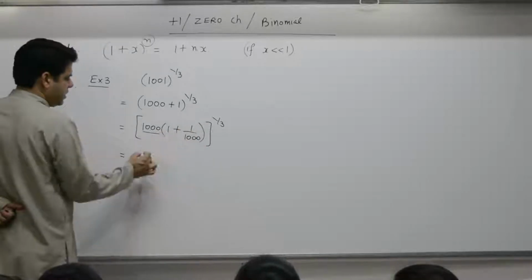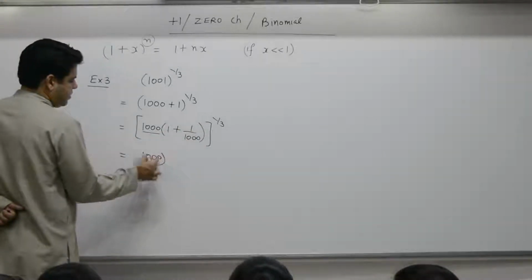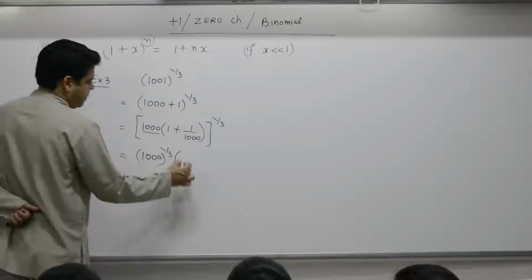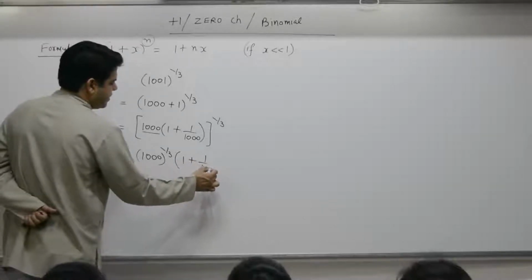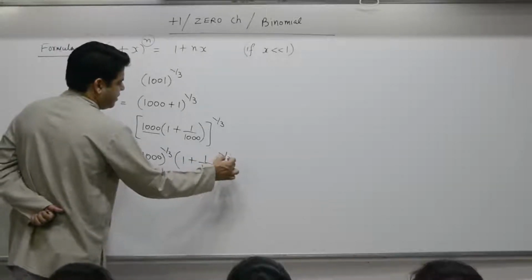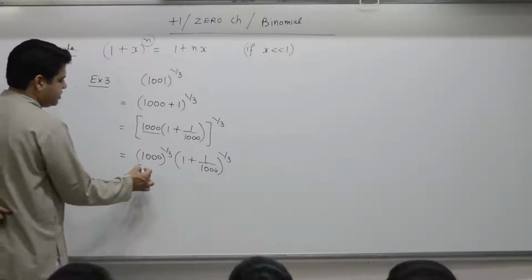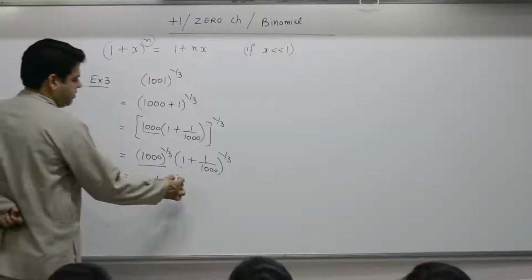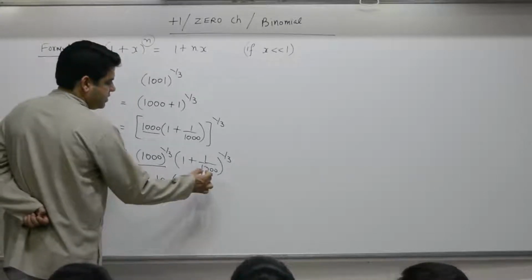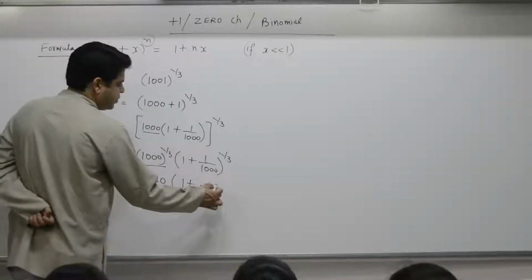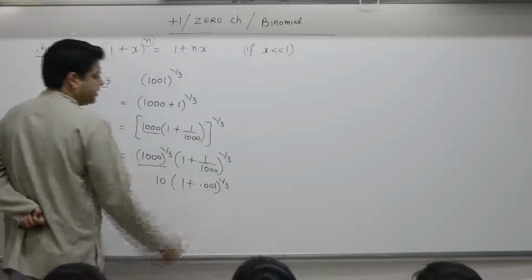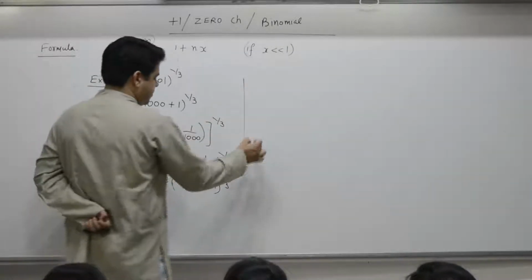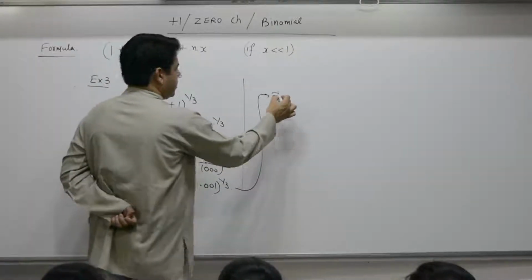1000's power 1 by 3 and 1 plus 1 by 1000's power 1 by 3. 1000's power 1 by 3 is what? 10. 1 plus, this is 0.001's power 1 by 3. Now this can be written as approximately equal to, yes.